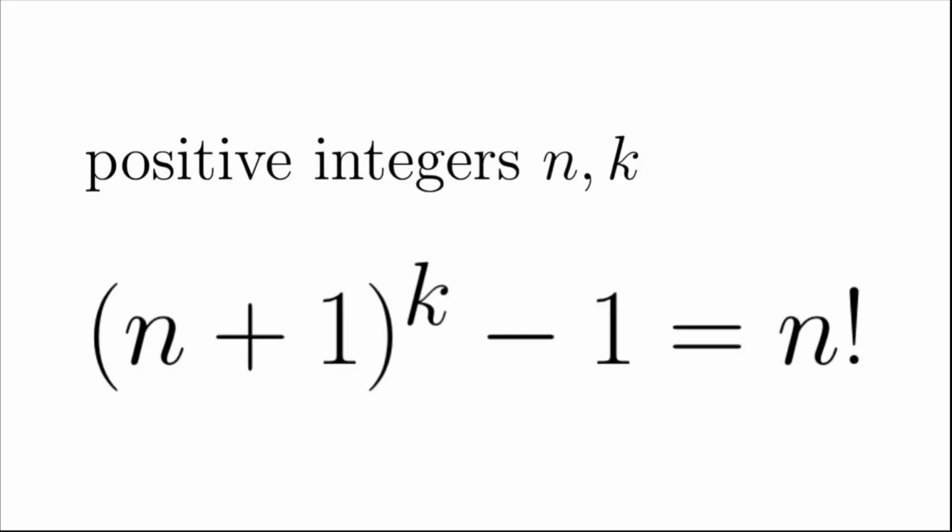In this video, we are going to find positive integers n and k such that (n plus 1) to the power k minus 1 equals n factorial.